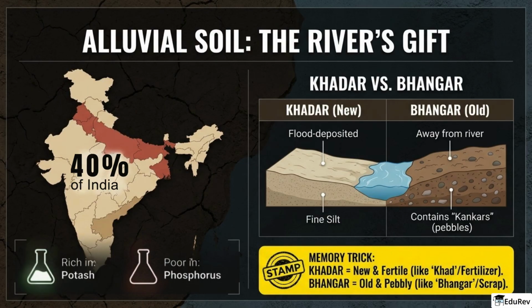Now divide it properly. Khadar is the new alluvium. It is flood deposited, made of fine silt, and therefore usually more fertile. Bhangar is the old alluvium. It lies away from the active river channel and contains kankars, meaning pebbly or calcareous nodular material. Remember the contrast clearly. Khadar is new and flood-fed. Bhangar is old and pebbly. If you confuse those two, the examiner will catch it immediately.